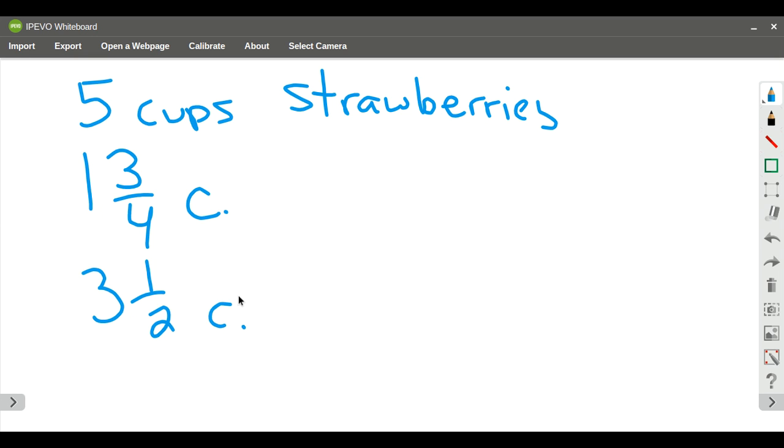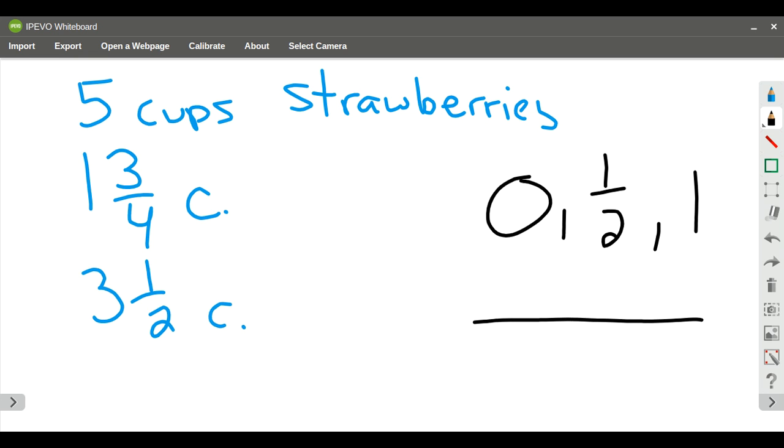So the first thing that we're going to take a look at is, in this case, we're going to round to benchmark numbers. And the benchmark numbers that we used last time are 0, 1/2, and 1. And we're still going to want to use 0, 1/2, and 1. Those are going to be our benchmark values. It's just going to look a little bit different when we have larger values. So if I take a look at 1 3/4, when I look at the fraction, 3/4, I need to decide whether it's going to be closer to 1/2 or closer to 1.